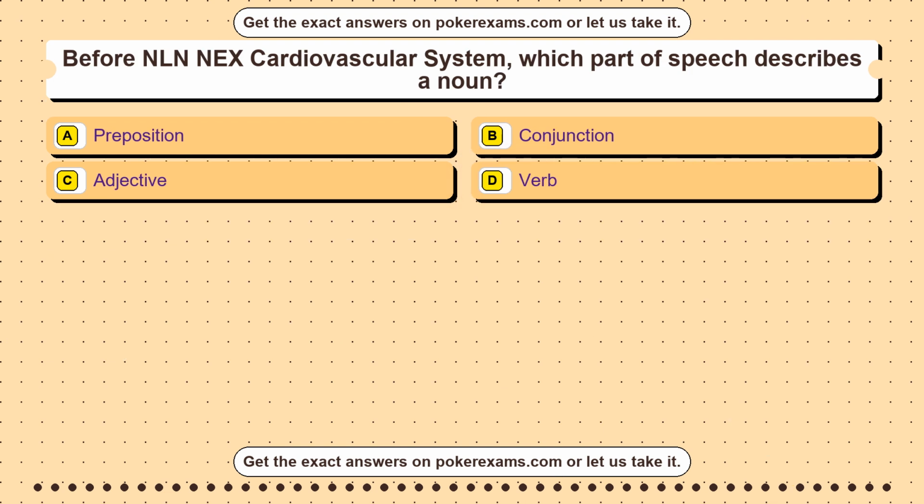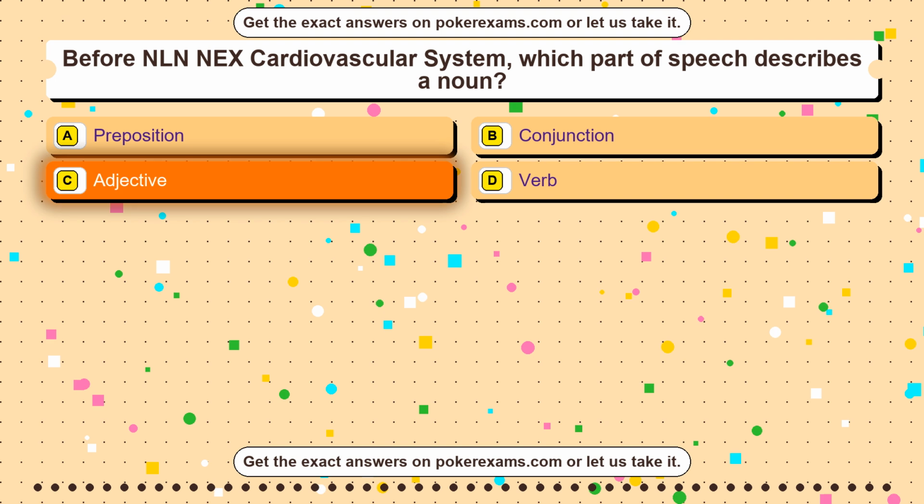Question 35. Before her CO2 biology review, which ratio is equivalent to 2:5? Option A, 2:10. Option B, 10:4. Option C, 4:10. Option D, 5:2. The correct answer is option C.